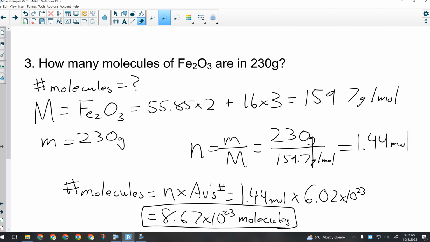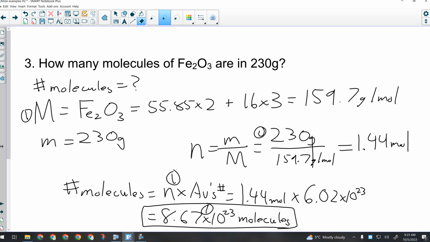Okay, everybody all right with that? That would be a 4-mark question, right? You'd still get 1 for your givens, 1 for calculating the number of moles, 1 for this calculation here, and 1 for your answer.